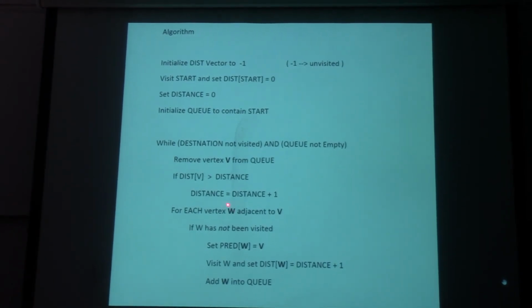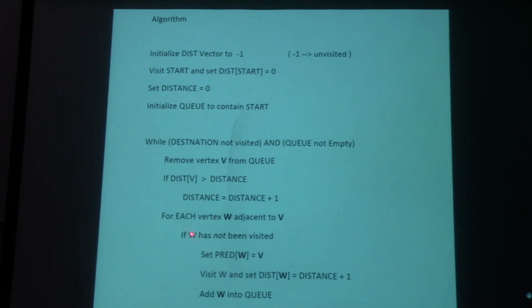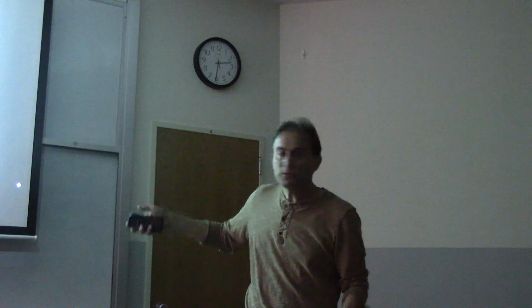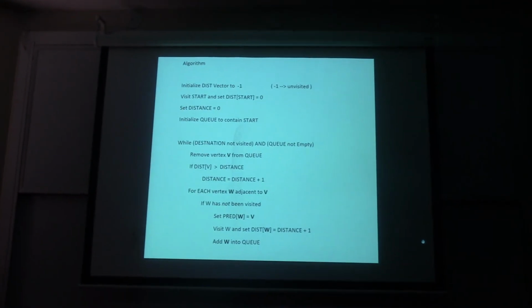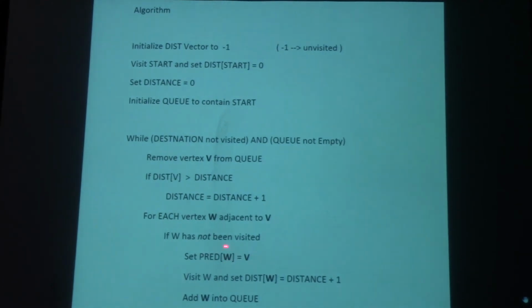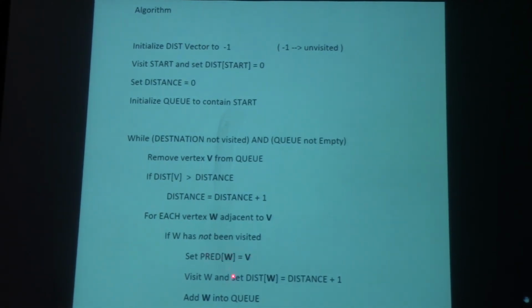For each neighbor W from V, if you haven't visited that neighbor, then go to the predecessor vector of that neighbor and set it to V. Remember, I'm going from V to neighbor W, and another neighbor, and all those neighbors, I came from V. So therefore, the predecessor of W is V. For example, if V, representing D, has neighbors E, F, G, then the predecessor of E is D. The predecessor of F is D. The predecessor of G is D. So predecessor tells you where you came from to get here.